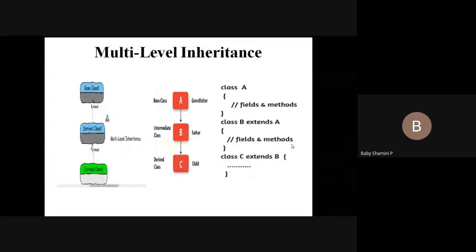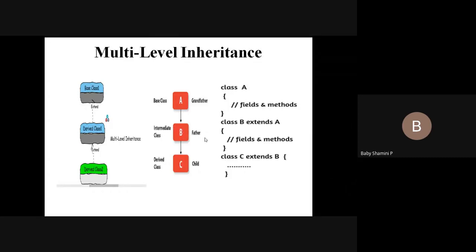Next one is multi-level inheritance. So here we have only one base class and only one derived class, in which we can have more than one intermediate class. This derived class one is called the intermediate class. We can have more than one derived class in multi-level inheritance. Example, this is a base class grandfather, the intermediate class is father, and the derived class is child. The child can have its own properties and it inherits properties from the father and also the grandfather.